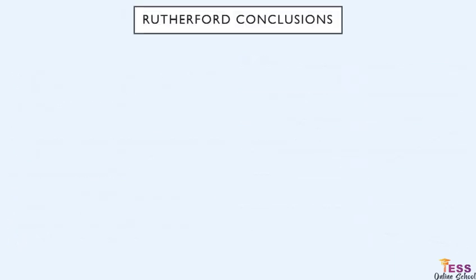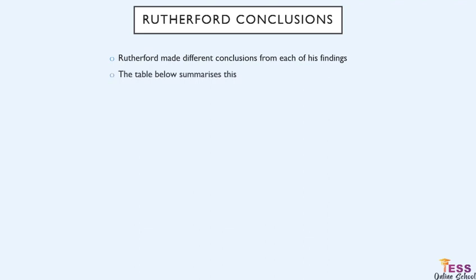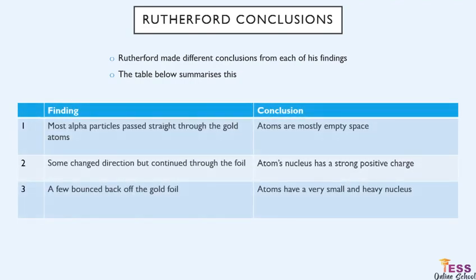Using these observations, Rutherford came to a few important conclusions. Now, please learn these because these are often tested in exams. Most alpha particles pass straight through the gold atoms, which shows that the atoms are mostly empty space that couldn't stop the alpha particles passing through.